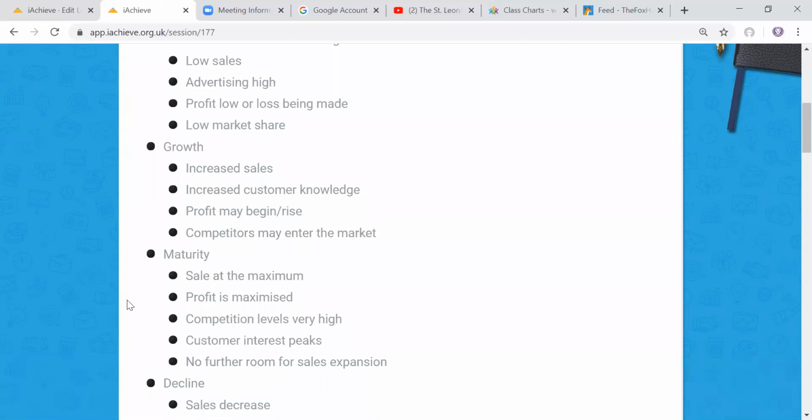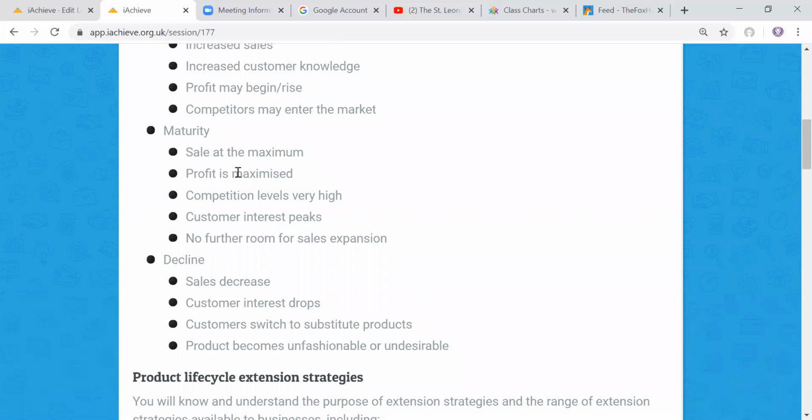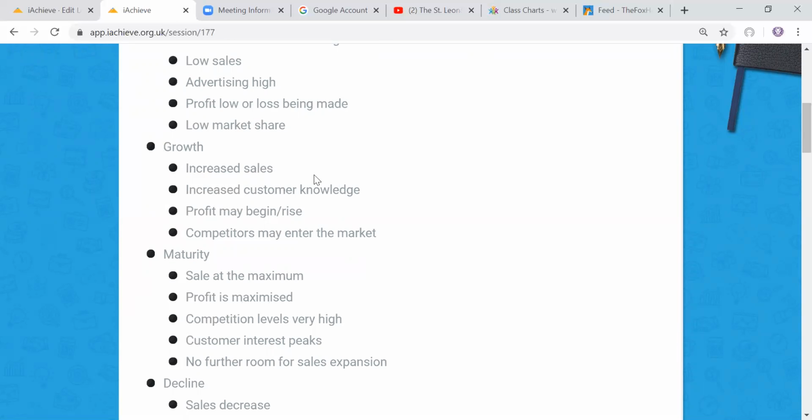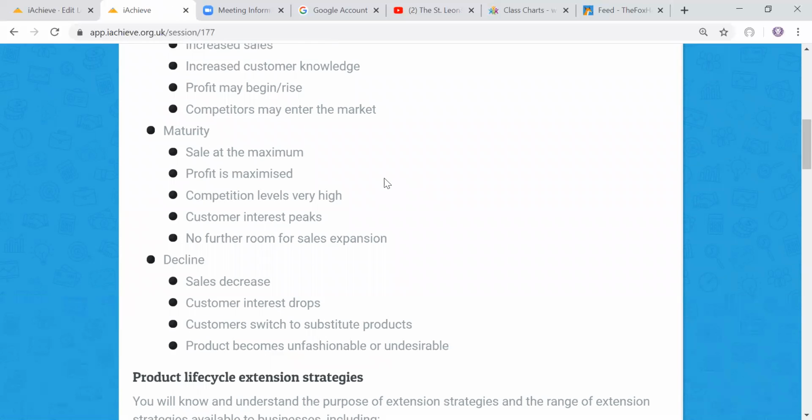And then you move into the maturity phase. This is where sales are at their maximum. Profit is generally maximized. You're making the most money that you ever will in the maturity phase. Competition levels are very high because you remember your competitors have entered the market in the growth phase. Customer interest is at its peak, and there is no further room for sales expansion.